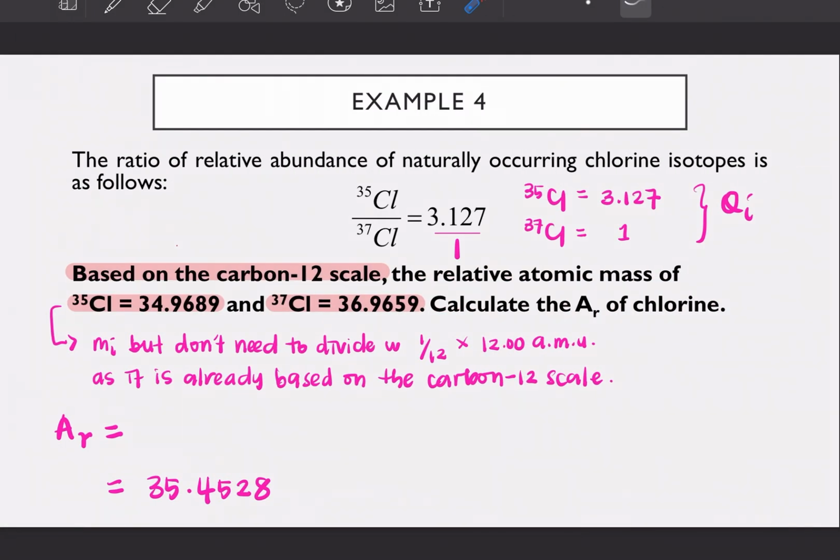Right, now let's say if you get this kind of question, dia bagi tahu awak the ratio of the relative abundance of naturally occurring chlorine isotopes begini.